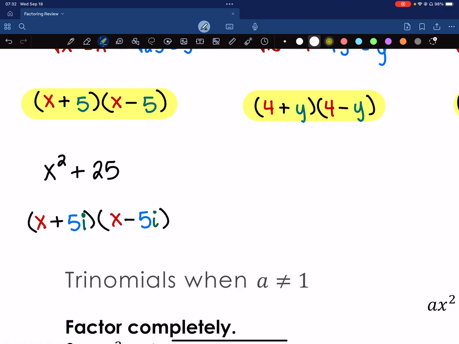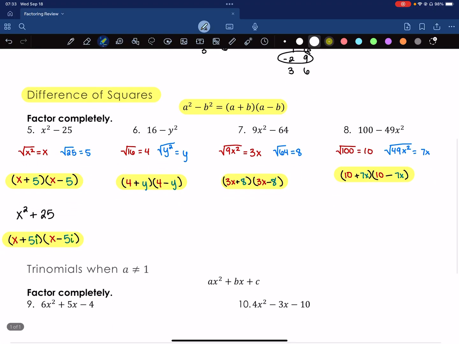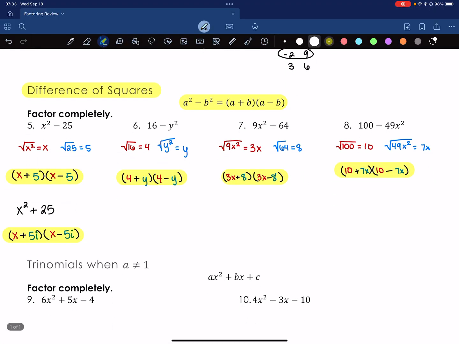And so that's how you would factor a sum of squares. So when it's a sum of squares, you get imaginary stuff. Okay, so that's what that would look like right there, or it would be not factorable. Okay, but it doesn't factor with real numbers. That's why they say it's not factorable, but it is factorable. So go ahead and pause the video, go do the practice over the difference of squares.